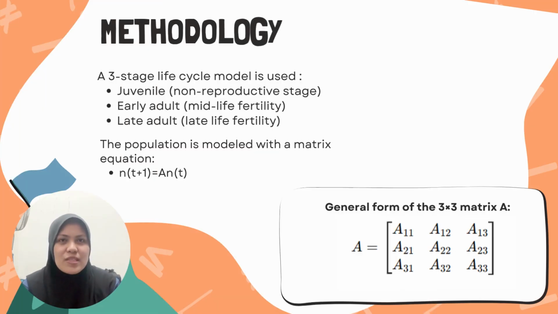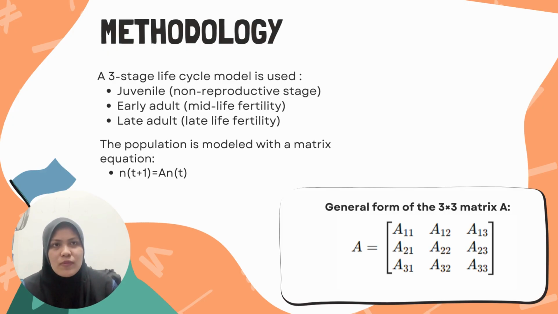In this section, I will explain the mathematical method used in population matrix models, specifically how eigenvalues and eigenvectors are used to analyze the growth of populations. Let's start with the basics. In population ecology, we often divide animals into life stages like juveniles, early adults, and late adults. At each stage, animals either survive, move to the next stage, or reproduce.